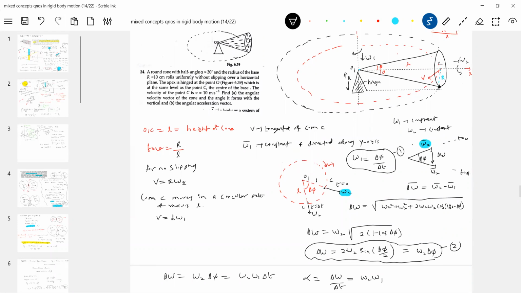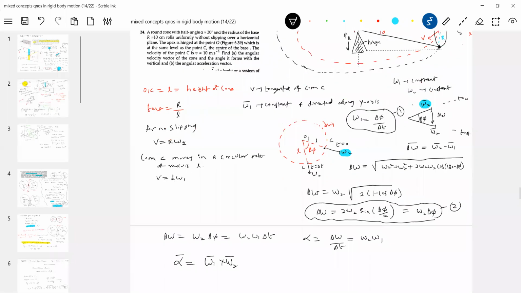How will alpha be directed? Curl from omega 1 towards omega 2. Omega 1 is along the negative y-axis, omega 2 is along the positive x-axis. Curl from omega 1 to omega 2, the alpha will be along the z-axis. The angular acceleration vector is telling. So it will be along the negative x-axis. This is due to what? Due to change in direction of omega bar. This is due to change in direction, not due to change in magnitude.